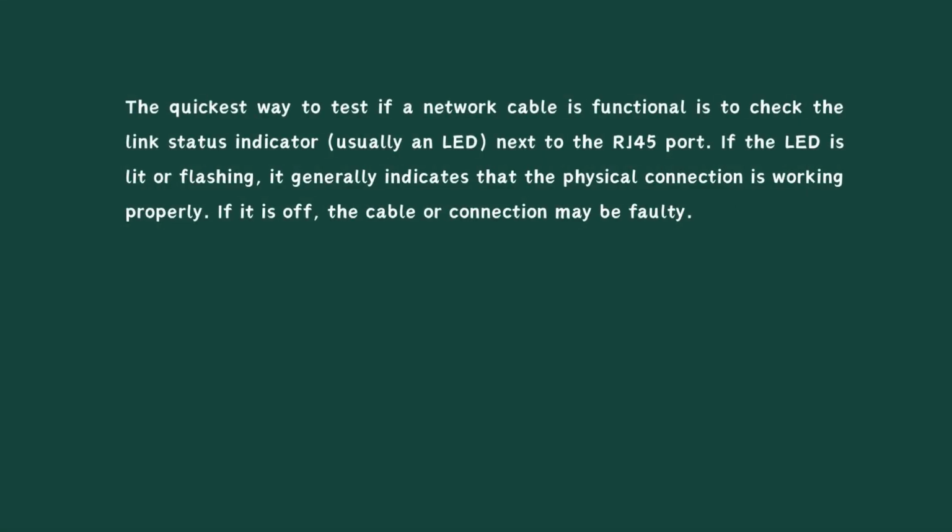The quickest way to test if a network cable is functional is to check the link status indicator, usually an LED, next to the RJ45 port. If the LED is lit or flashing, it generally indicates that the physical connection is working properly. If it is off, the cable or connection may be faulty.